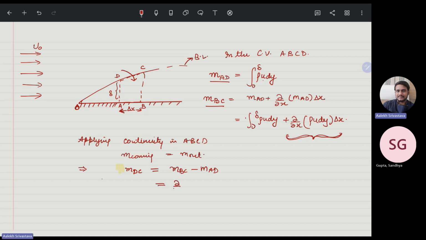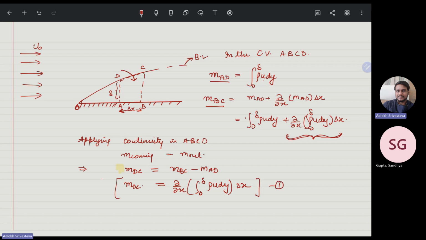Therefore, it is ∂/∂x of the integral from 0 to δ of ρ u dy into Δx. This is the mass that is coming from the DC.